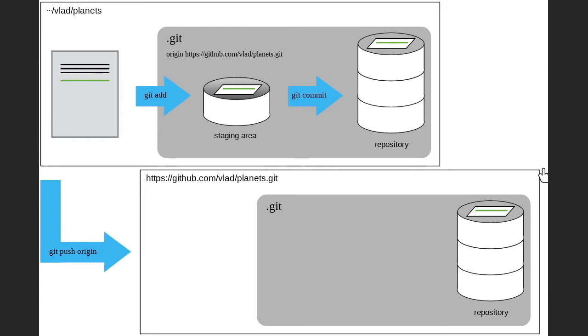Also, when we do git push, you know that we have an origin, but because we can have different, well, this is more complex, we can have different remote repositories, and we can choose which one we update.